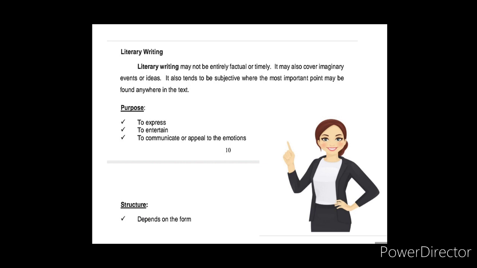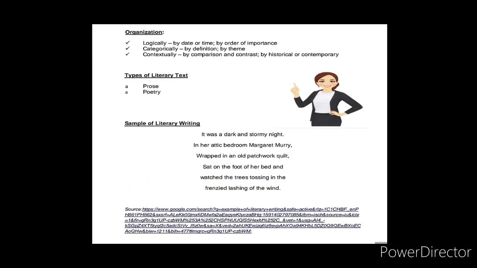So what is the structure? It depends on the form. The organization is logical, by date or time, by order of importance, categorical, and contextual, the same as with informative writing. As I mentioned a while ago, the types of literary texts are prose and poetry. So we have here an example of literary writing.